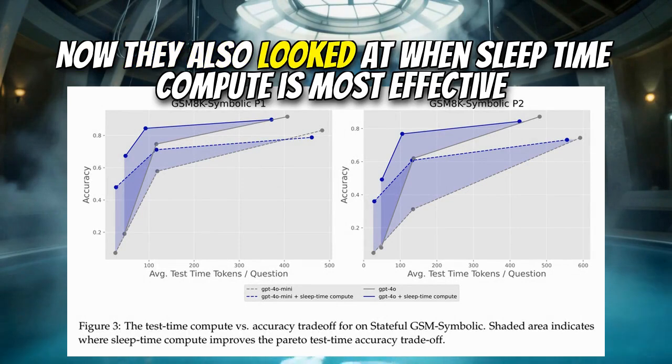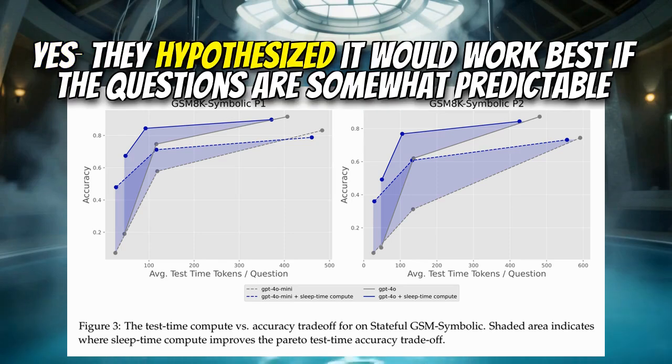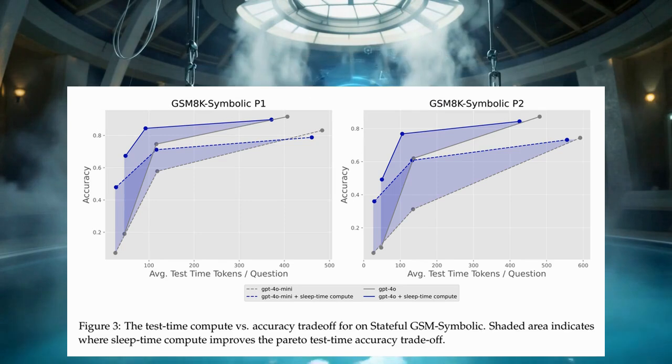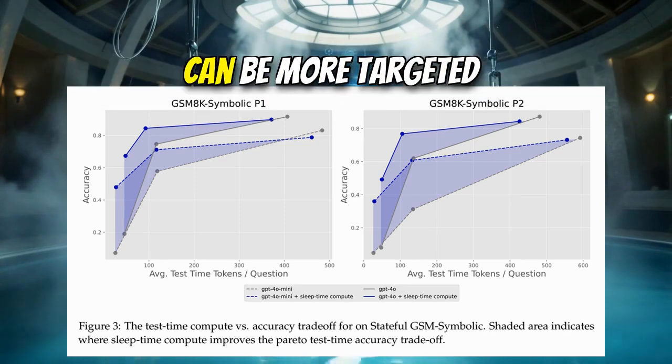Now, they also looked at when sleep time compute is most effective. Something about query predictability. Yes, they hypothesized it would work best if the questions are somewhat predictable from the context. If the model can guess what kinds of things might be asked, its sleep time preparation can be more targeted.